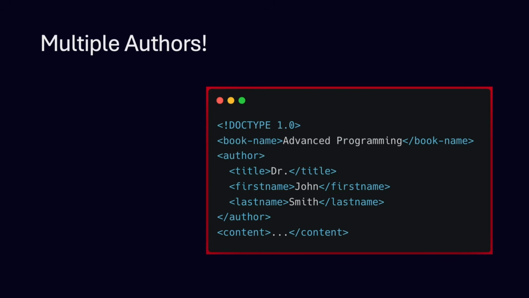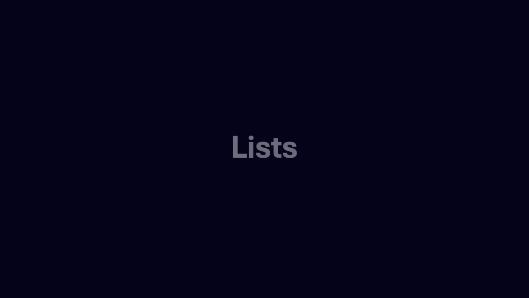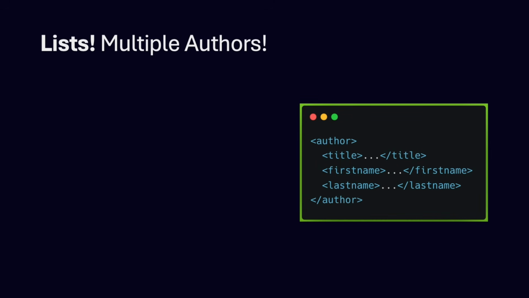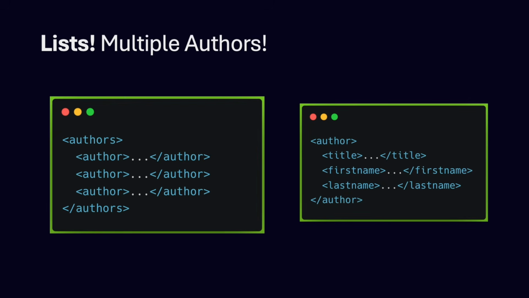Here's an example of my current format. The problem is obvious. My current format only supports one author per book. Here's my proposal. I need to change my format to allow for a list of authors to be inserted. With the current format, I can capture the information for each individual author using the existing author tag that I already have. But I need another tag to hold these multiple author tags together.